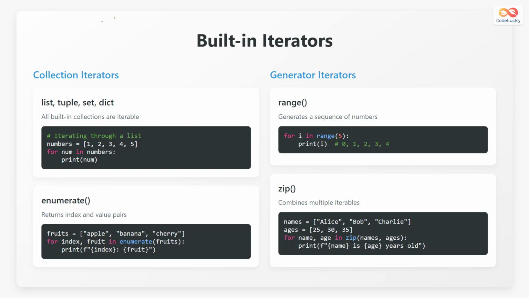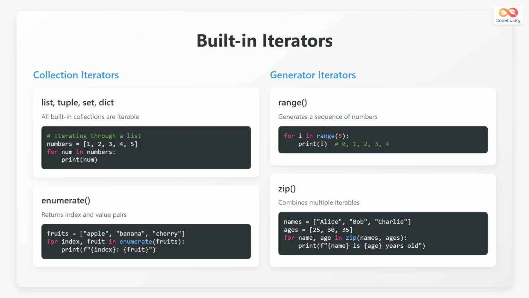Python has several built-in iterators that make working with sequences easier. These can be grouped into collection iterators and generator iterators. First, collection iterators such as list, tuple, set, and dict. All built-in collections in Python are iterable. This means you can loop through them directly using a for loop, as demonstrated here with the numbers list. Next, enumerate. Enumerate returns index and value pairs, allowing you to easily access both the position and content of each item in a sequence, as shown in this example with the fruits list.